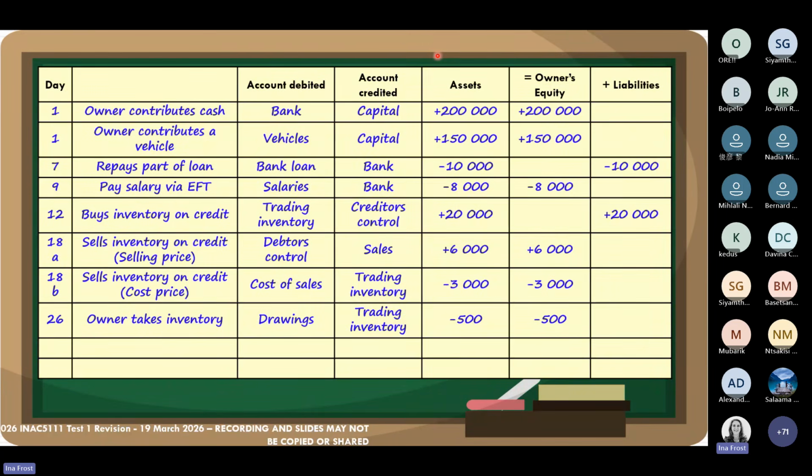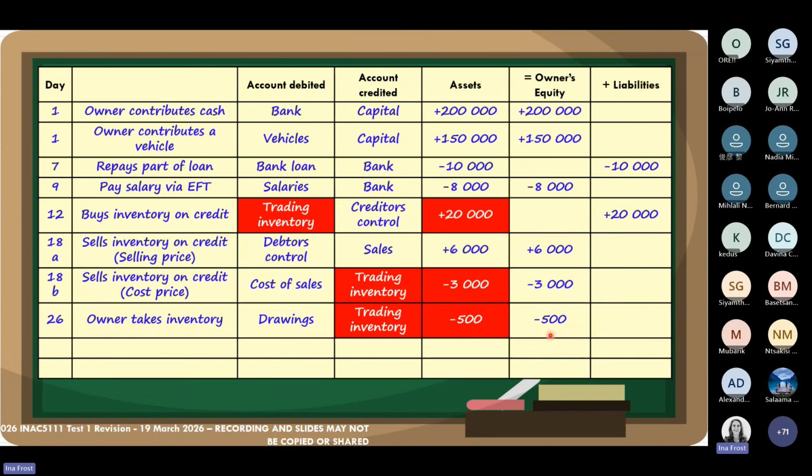Then the next one, our owner took some of the inventory. So remember, when the owner takes from the business, we use the drawings account. And when the owner contributes to the business, we use the capital account. So we're using debit and credit again. So we're debiting drawings and we're crediting inventory because we're going to have less inventory because the owner took some of the inventory, and the impact on our owner's equity is also minus 500.